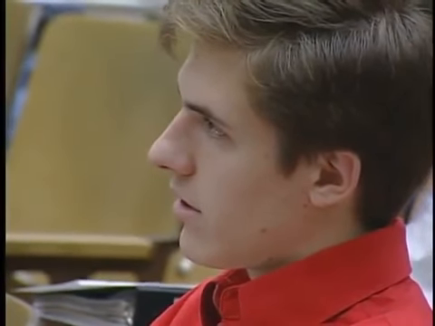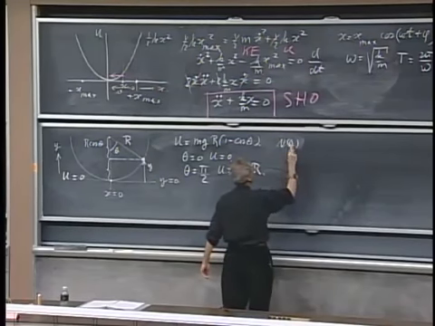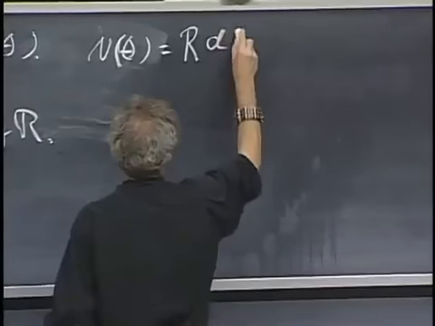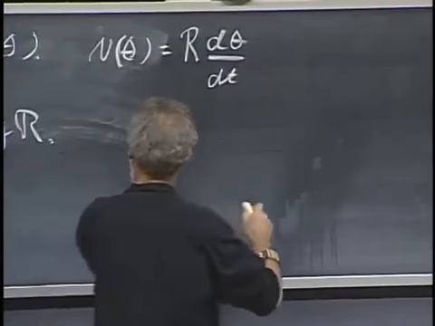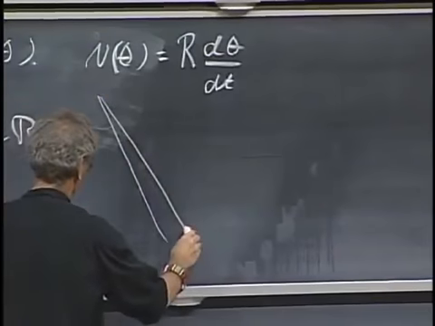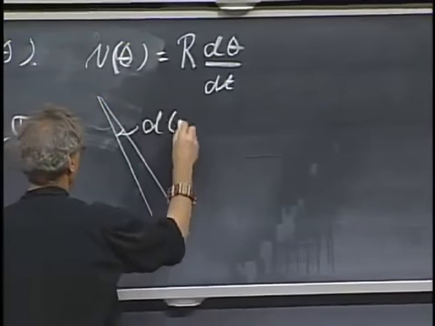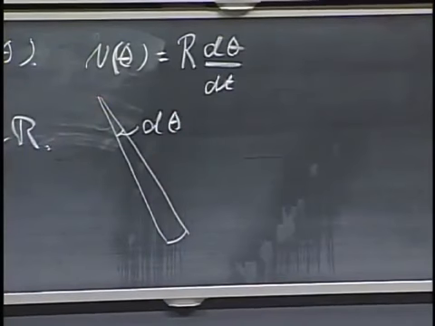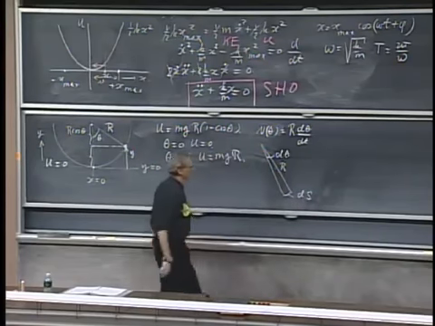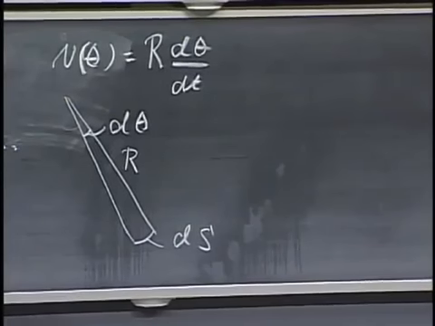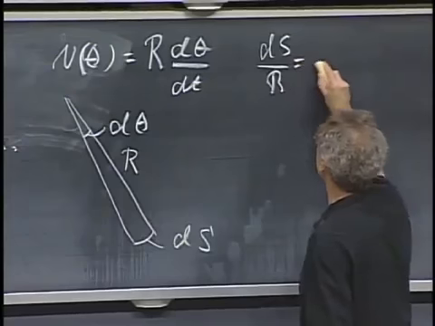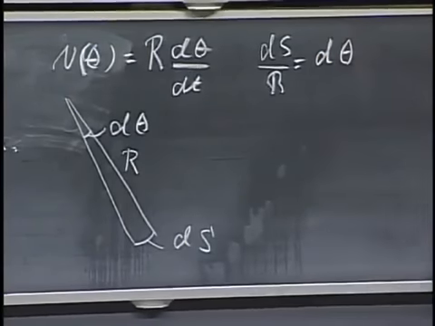The velocity of that object as a function of theta is given by r d theta dt. And I can make you see that very easily. Let this be the angle d theta. So it moves in a short amount of time over an angle d theta. And the arc here is ds, and the radius is r. The definition of theta, which is in radians, is that ds divided by r equals d theta. That's our definition of radians.